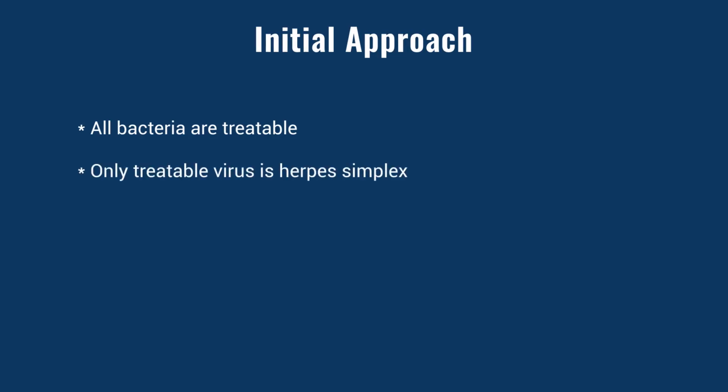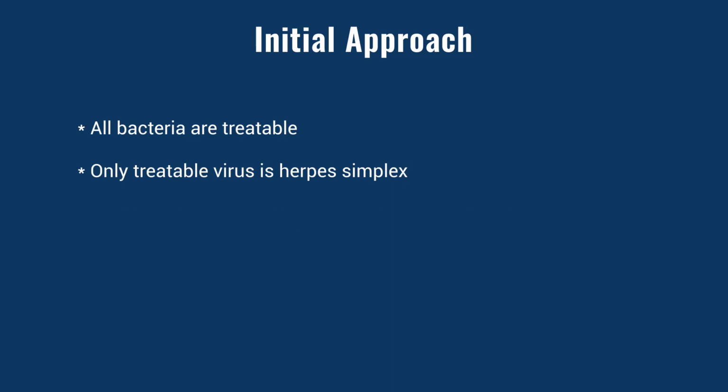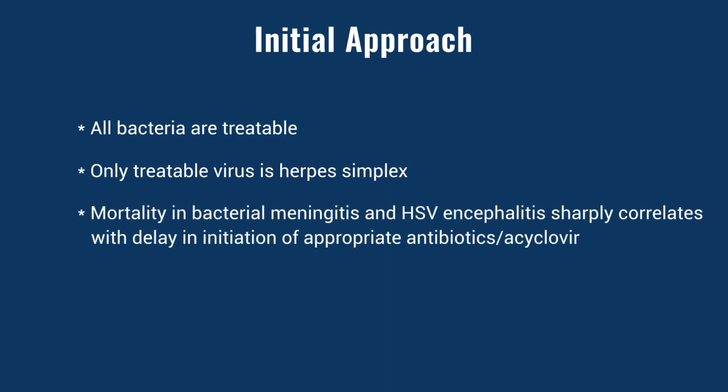So in order to give you a broad distinction of how we approach these patients from an early diagnosis and early therapy standpoint, the principles are: all bacteria are treatable with appropriate antibiotics. The only treatable virus is herpes simplex, and that is why it's very important to make this particular diagnosis. If you have a delay between presentation of the patient and diagnosis and starting therapy, then mortality goes up. And this is true for both bacterial meningitis as well as herpes simplex encephalitis.